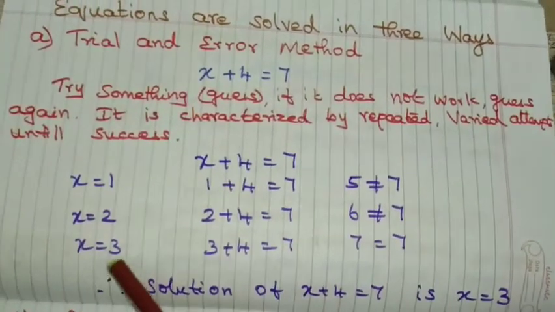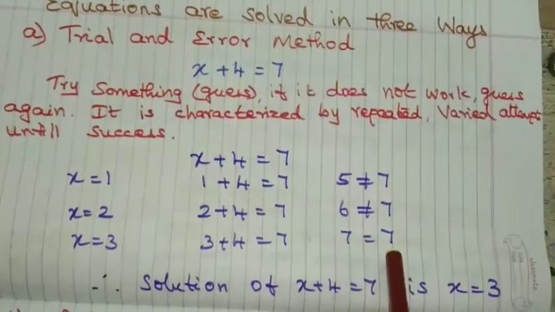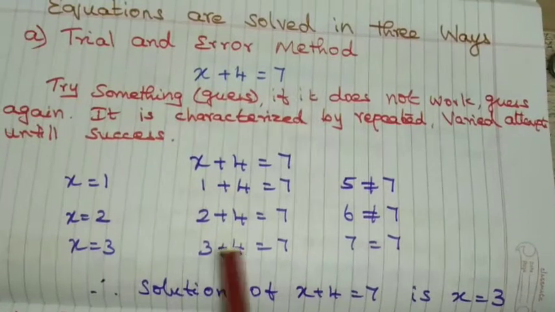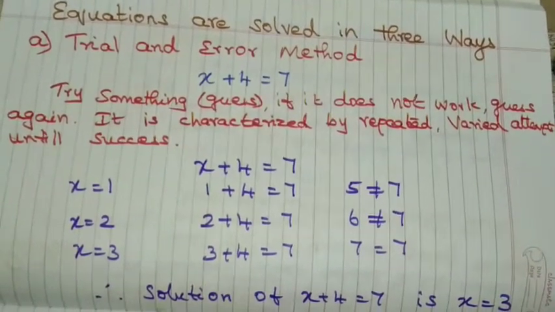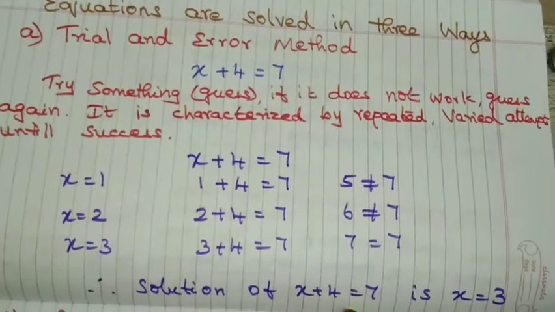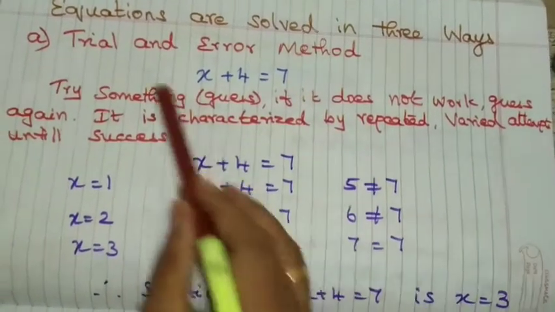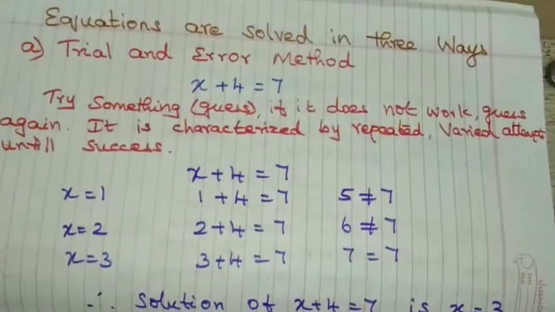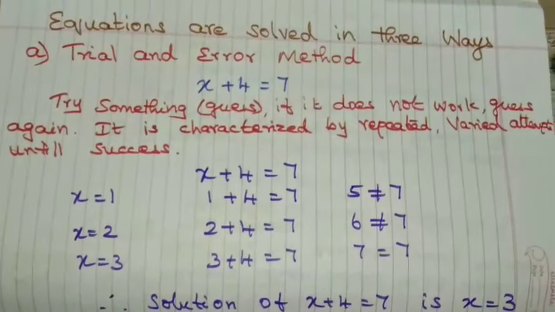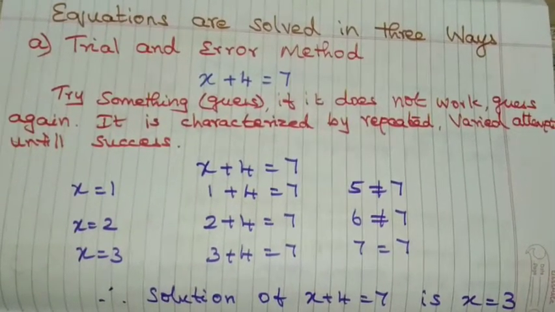Next I will consider the number 3. So 3 plus 4 is equal to 7. So 7 is equal to 7. So what is the value for x? If I substitute, I will get 7. It is 3. So the solution for x plus 4 is equal to 7 is x is equal to 3. This method is called the trial and error method. You keep trying until you get the LHS and RHS to be equal. This is the first method.